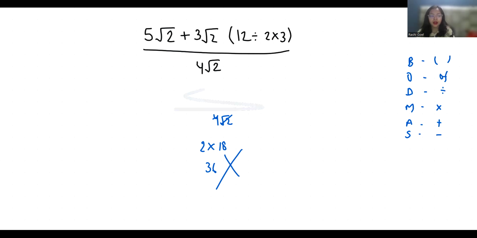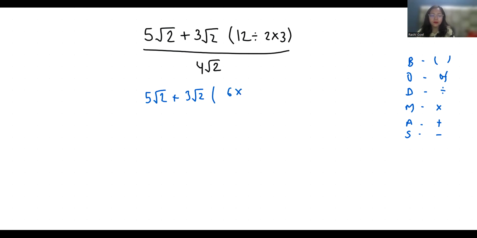First, solve the bracket, write all the digits the same, and in the bracket there are two symbols, division and multiplication. So according to BODMAS rule, first we give preference to division. So 12 divided by 2 is 6, times 3 by 4√2.